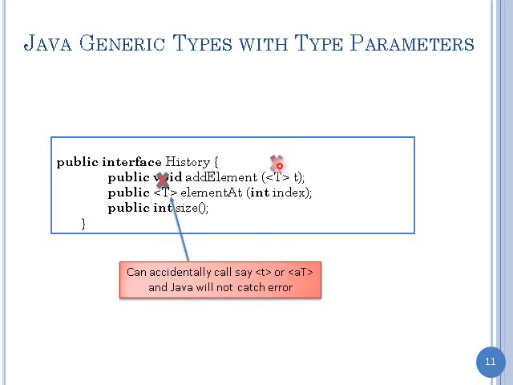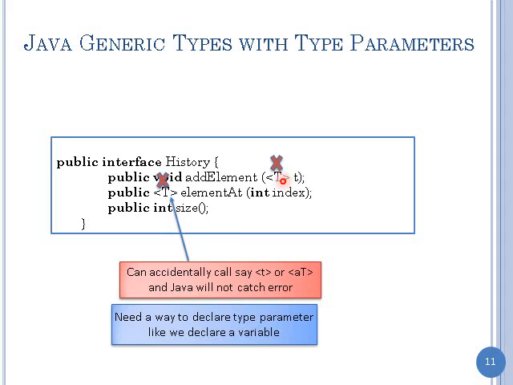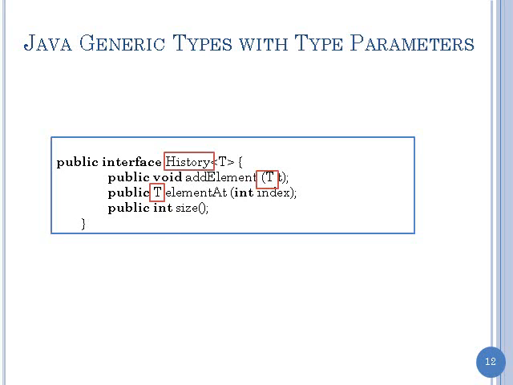So if I did it this way, I would not get the type checking rules on types, and I could go and make mistakes. So we need a way to declare type parameters like we declare a variable, saying this is my intention, and if I use some other name in the body, then I did something wrong. So that is how we do it. That's what Kristen was saying.